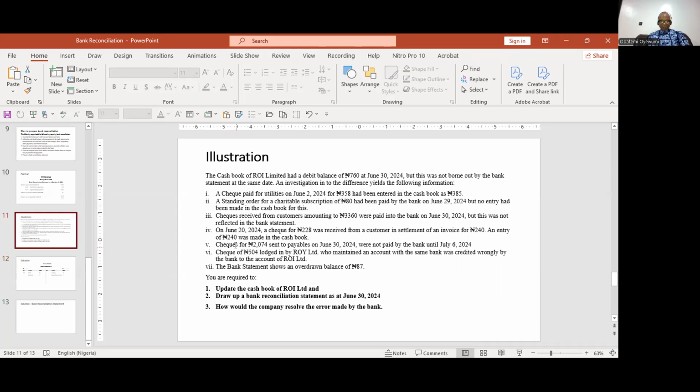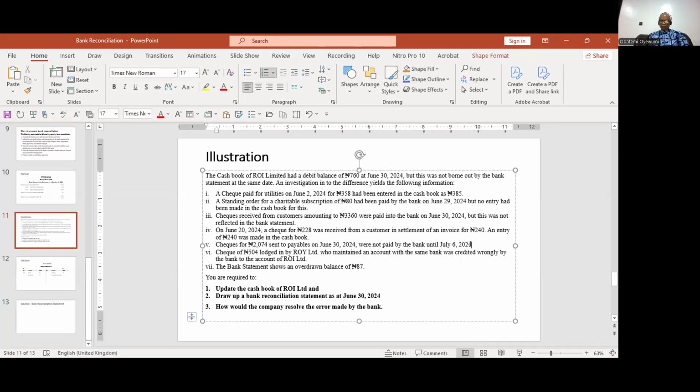Then checks of 2034 sent to payables on 30th, 2024 were not paid by the bank until July 6, 2024. What does that mean? These checks were not presented until July 6, 2024. So this will stand as unpresented checks. This will not be part of your adjustment, but rather part of your reconciling items. So let's go to the next one. The check of 504, we have spoken about this before.